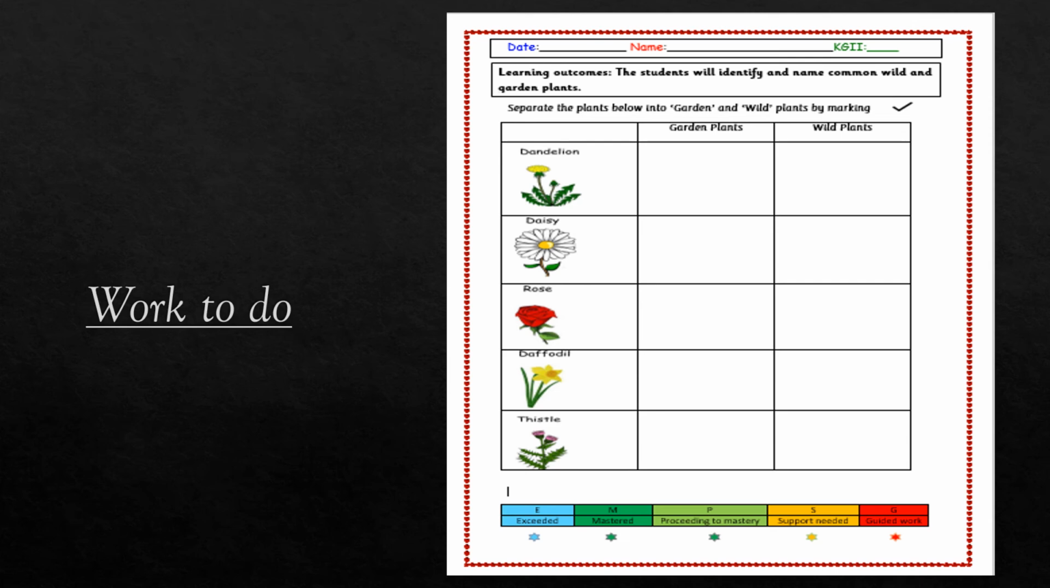As in the first picture, we have a dandelion. So dandelion is a wild plant. So we will mark it in the wild plant box. In the second picture, we have a daisy. So is daisy a garden plant or a wild plant? Yes, it is a garden plant. So we will mark it in the garden plant box.